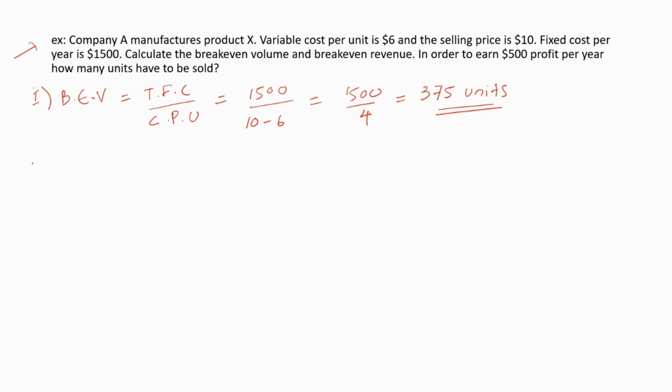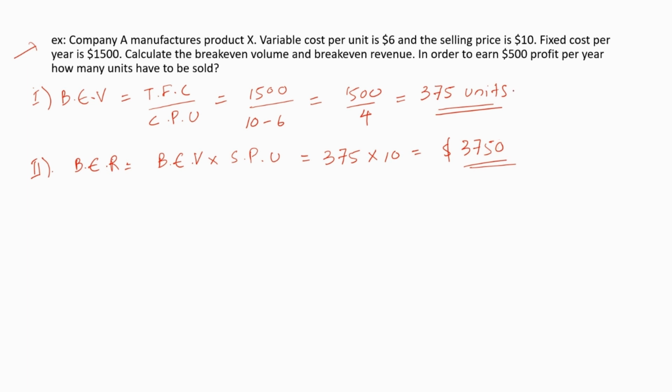Now let's do the second requirement. Calculate the break-even revenue. Break-even revenue is equal to break-even volume multiplied by selling price per unit. So this is equal to 375 multiplied by $10, so $3,750. This is the break-even revenue.